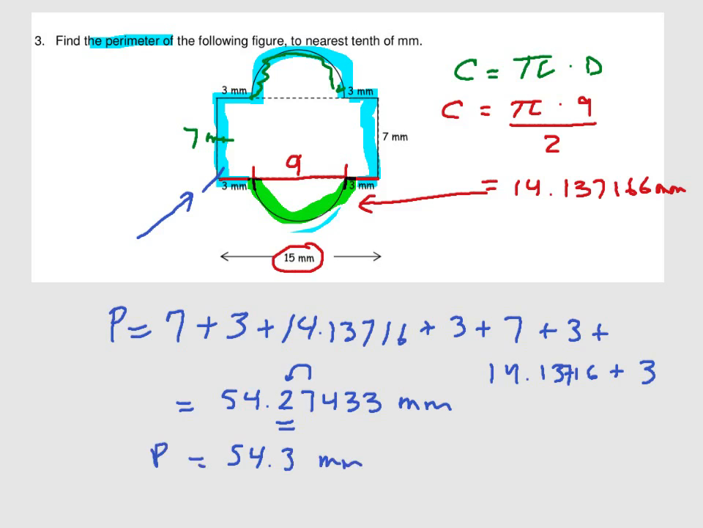In other words, the distance around the outside edge. I'll do the next questions in another video, as they mostly contain area.